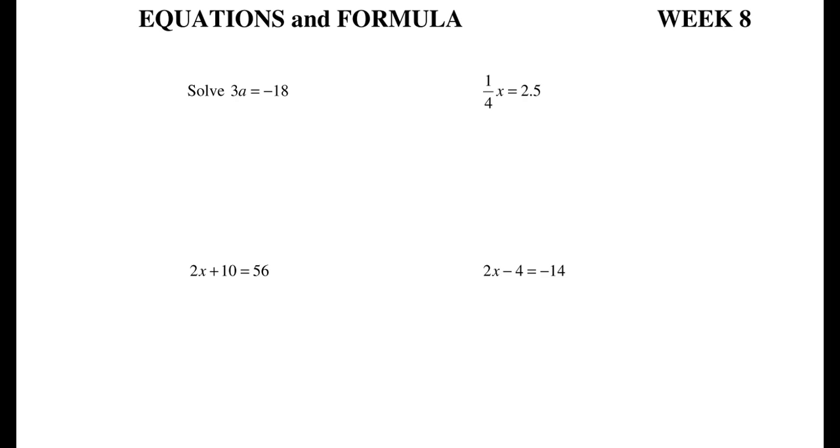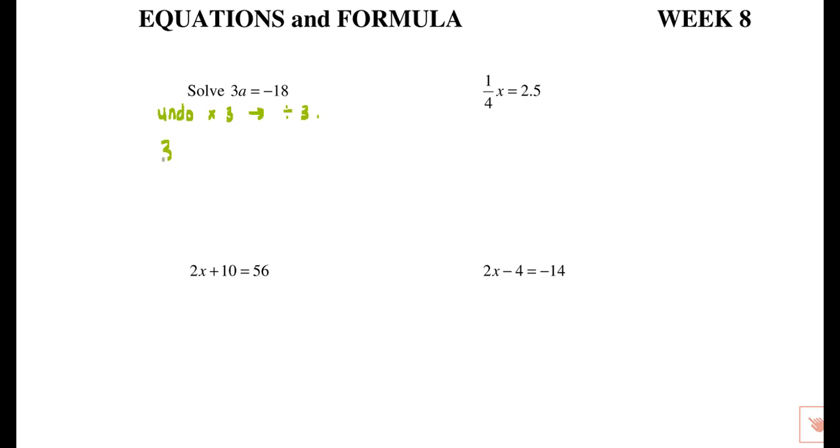On our second page, we are going to solve some more of these equations, and the first one is 3a is equal to negative 18. Now we need to solve for a, we need to find what a is, and a is being multiplied by 3 on the left hand side. So to undo multiply by 3, we need to divide both sides by 3.